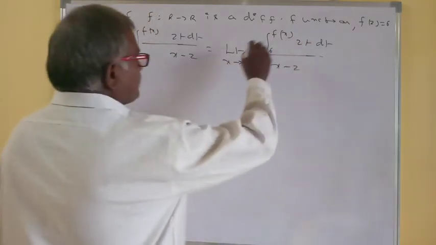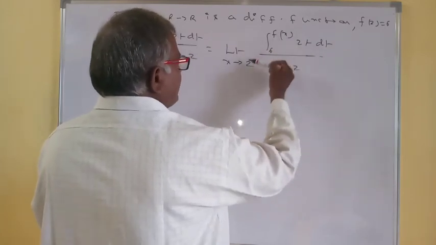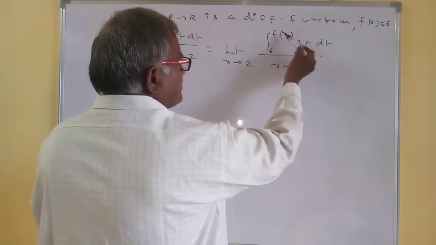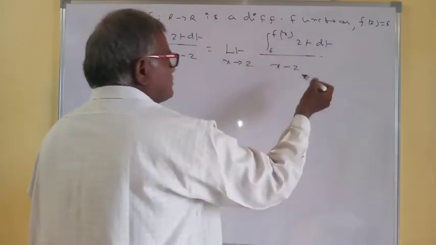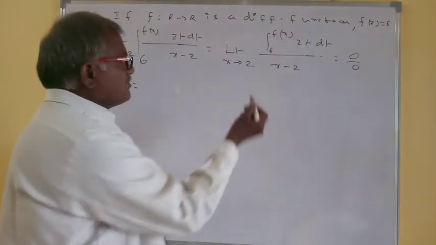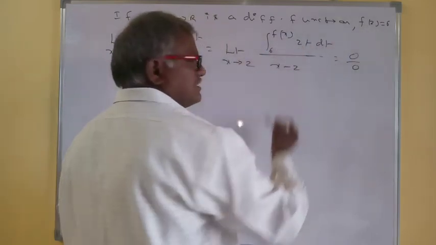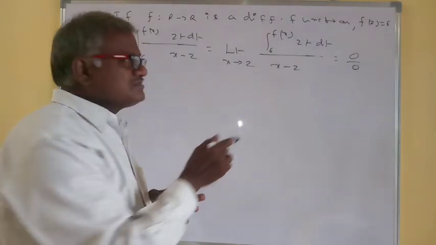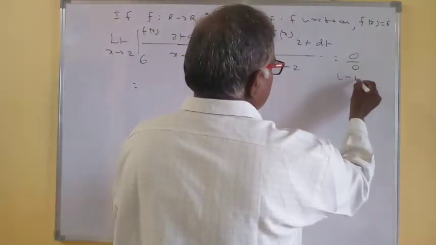Now here, you see, f of 2 is equal to 6. So if we put x is equal to 2, this becomes 6 to 6. The limits are the same, and whenever the limits are the same, the whole value becomes 0. So a 0 by 0 form is there. That means in this case we have to use L'Hospital's rule.